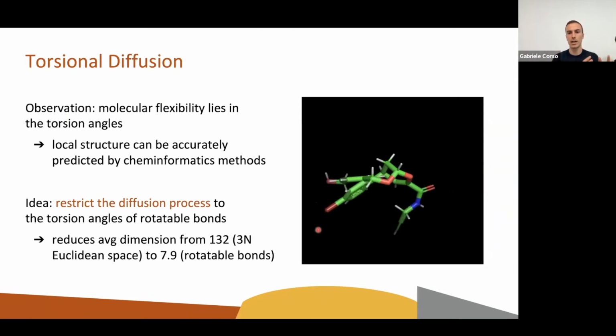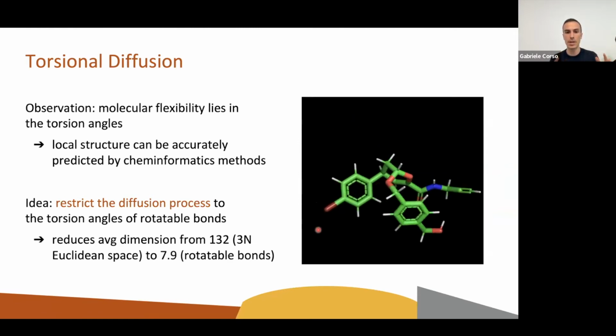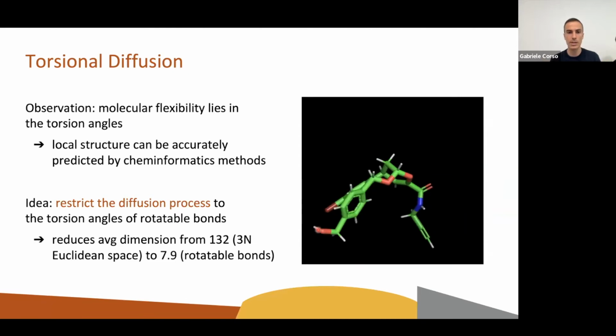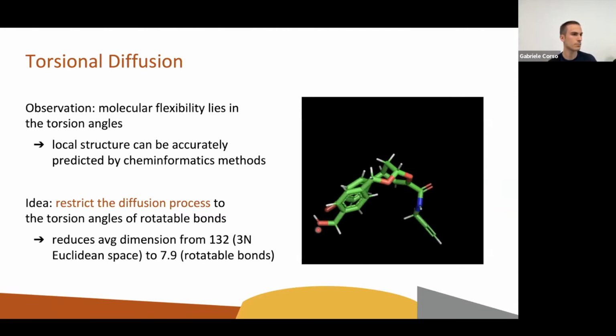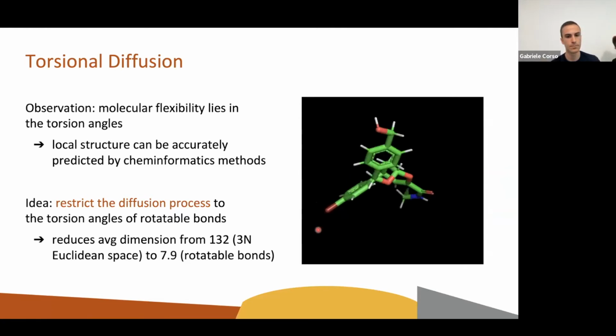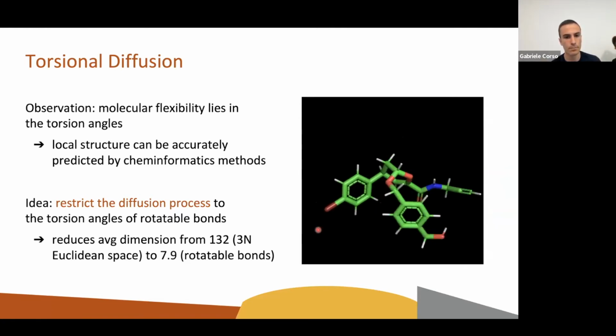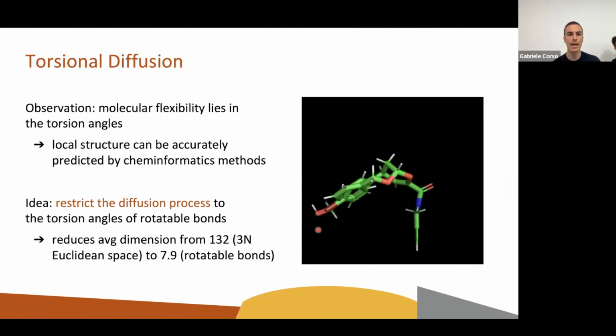So we start in the Euclidean diffusion, where you have a space of free n dimension, which is 132 dimensions, and we go to less than 8, which is the number of rotatable bonds. Because instead of having 44 atoms whose location we're changing, we now just have 8 rotatable bonds that we're changing. Yes, pretty much.